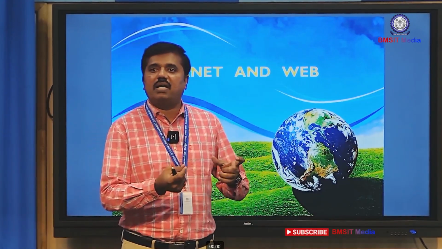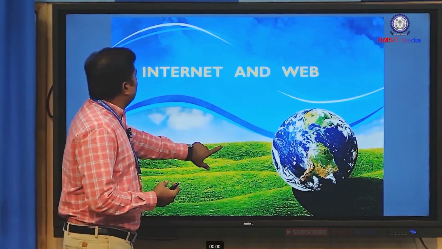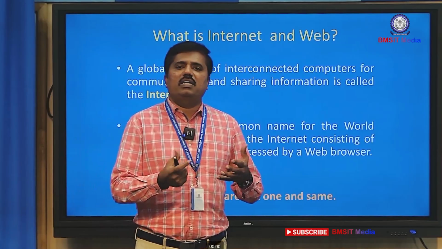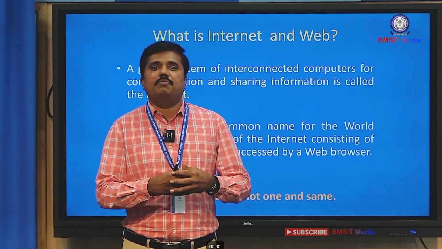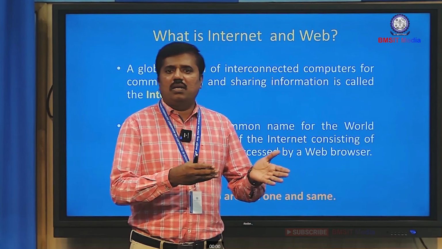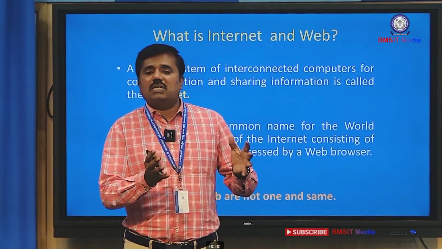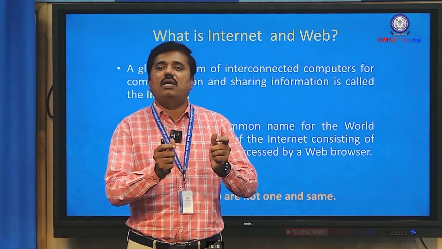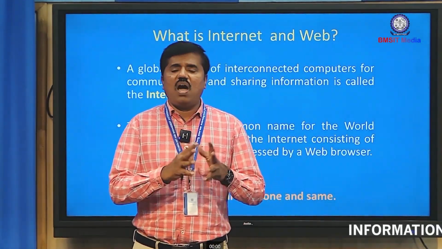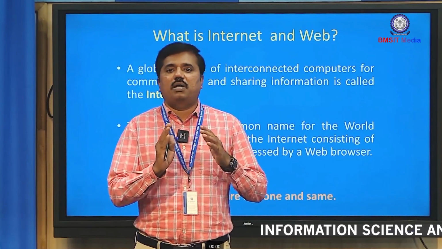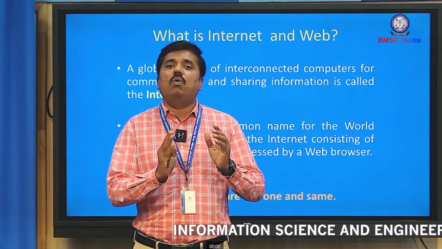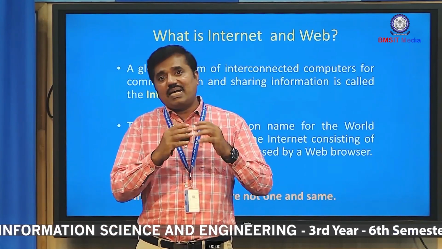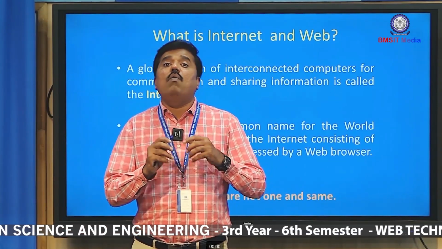What is the internet and the web? The internet is a global system where millions of different devices, including mobiles and even printers, are interconnected so that they can share their information. Such a global system we call the internet. However, the web is another name for WWW, the World Wide Web, which is a subset of the internet. We can access all the web pages using a web browser.